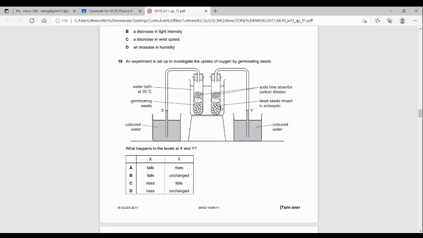And there can't be any kind of anaerobic respiration or anything there because there is also that soda lime that absorbs carbon dioxide. Now we go to the left side. In the left side, we have the right temperature. We have the seeds that are germinating. And so we have to see what is happening here in this test tube.